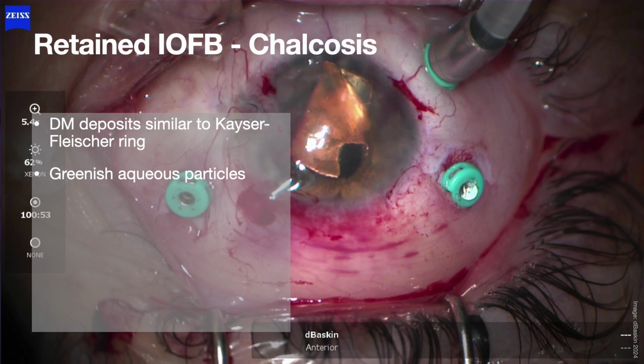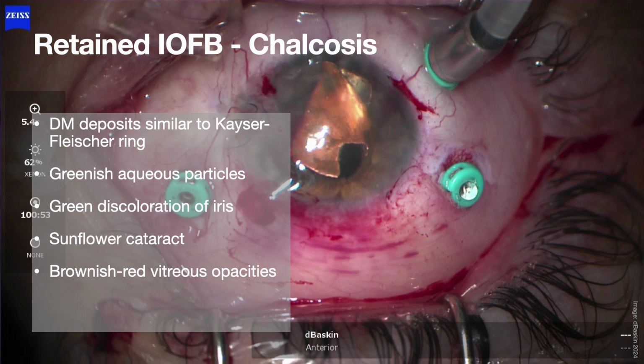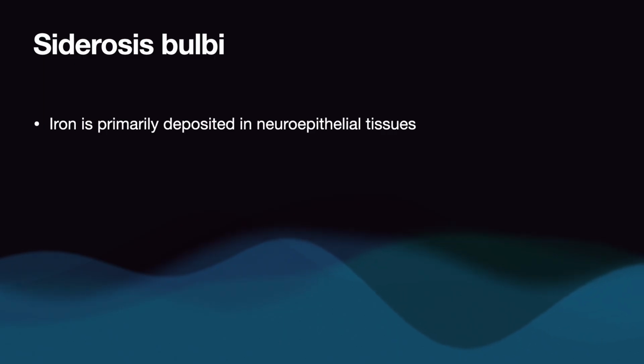This is that brass bullet casing, and we're pulling it out. Greenish aqueous particles, green discoloration of the iris. His iris looks a little green right there. Sunflower cataract, he had no lens. Brownish red vitreous opacities, and I didn't see that. Metallic flecks on the retinal vessels and at the limbus, didn't see that. Actually, I did see some brownish stuff on his optic nerve. I assume that was like peripapillary pigment.